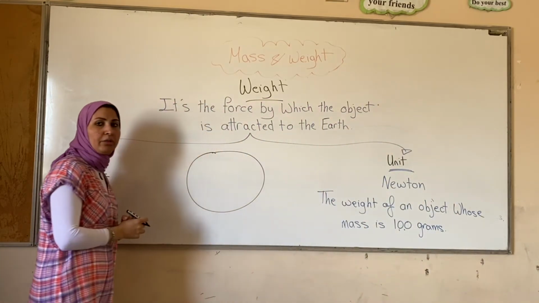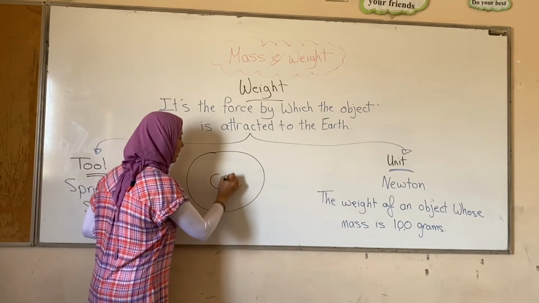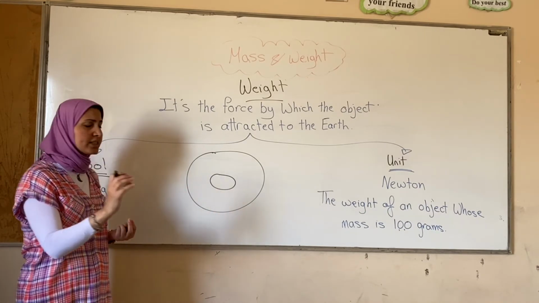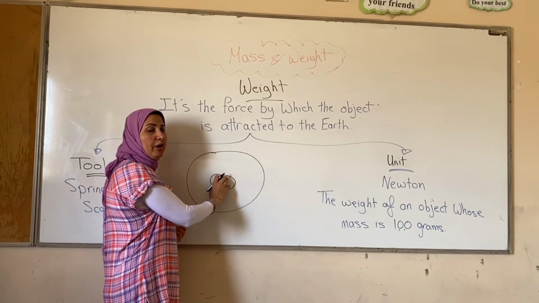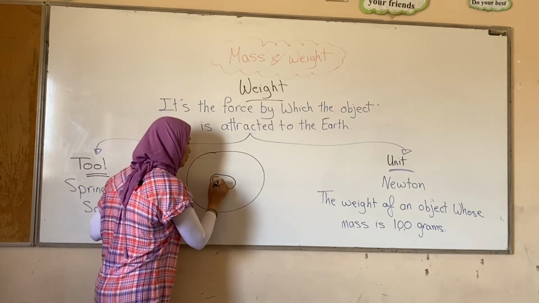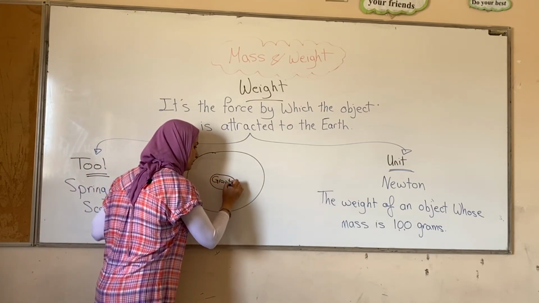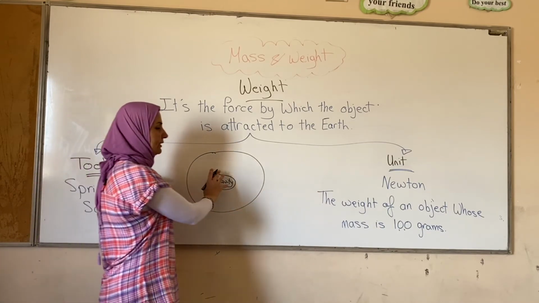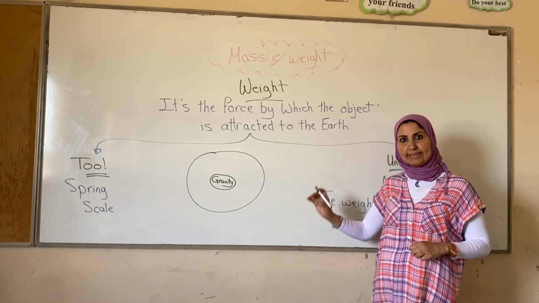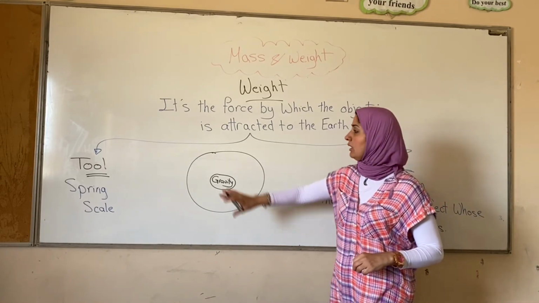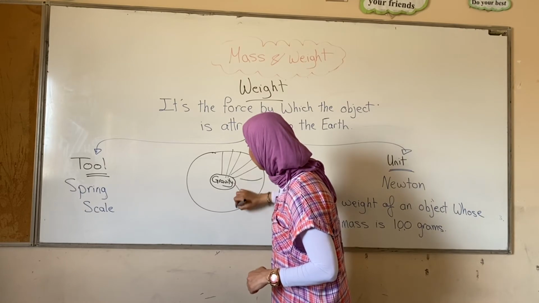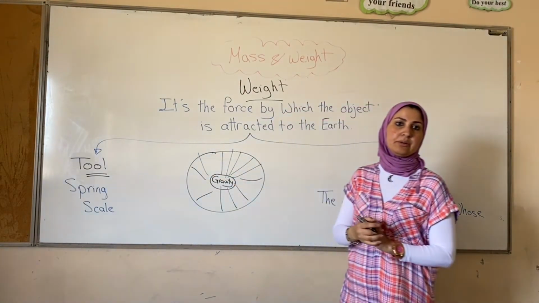if this is the earth, inside the center of the earth, Allah subhanahu wa ta'ala created a certain force which pulls everything towards the surface of the earth. This force is called gravity. Again, inside the center of the earth, there is a certain force that Allah subhanahu wa ta'ala created. We have nothing to do with it. This force attracts everything towards the surface of the earth.